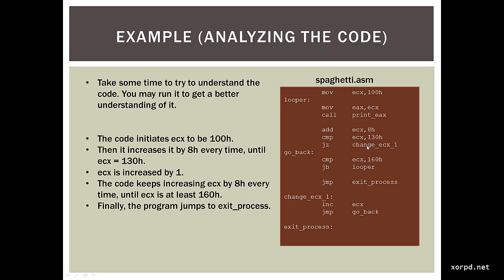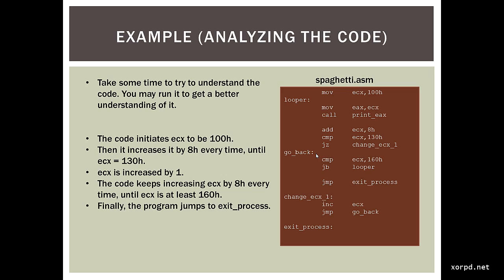So when this happens, we jump to this strange place in the code, which is called change ECX1, which actually increases ECX by 1. And then it jumps back to this label. This is a pretty surprising part, a classic spaghetti. You jump to a strange place and then you come back. And then after coming back here to the go back label, we just move on as usual with the loop.